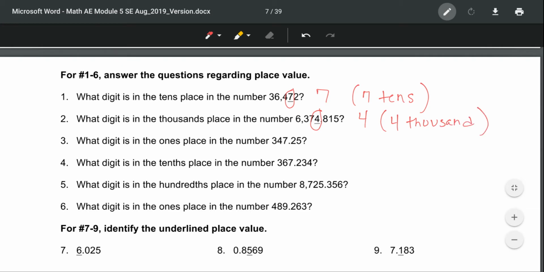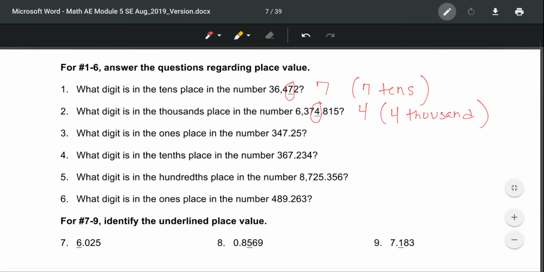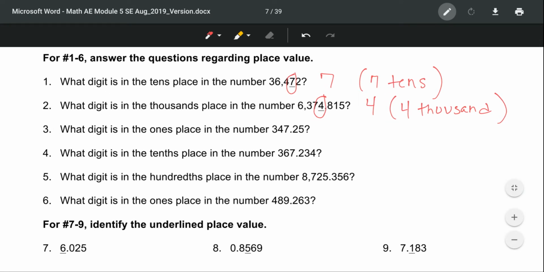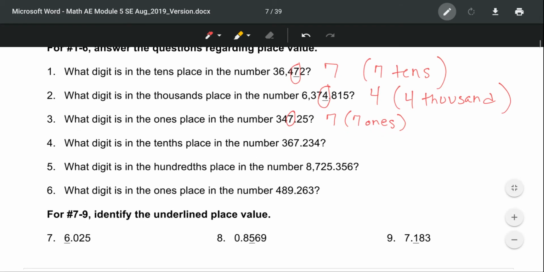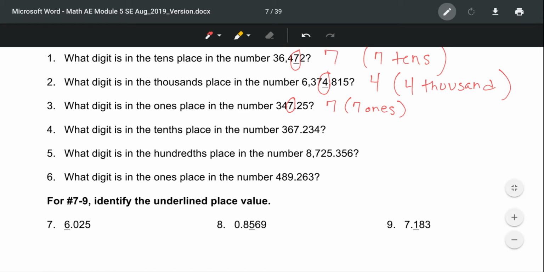So number 3, it says what digit is in the ones place. So these aren't underlined for us. So the ones place would be right before the decimal. So that would be 7. So 7 ones. Okay, what digit is in the tenths place? So the tenths place is right after the decimal point. So that would be 2. So this would be 2 tenths. Notice that after the decimal point, your words end in THS.